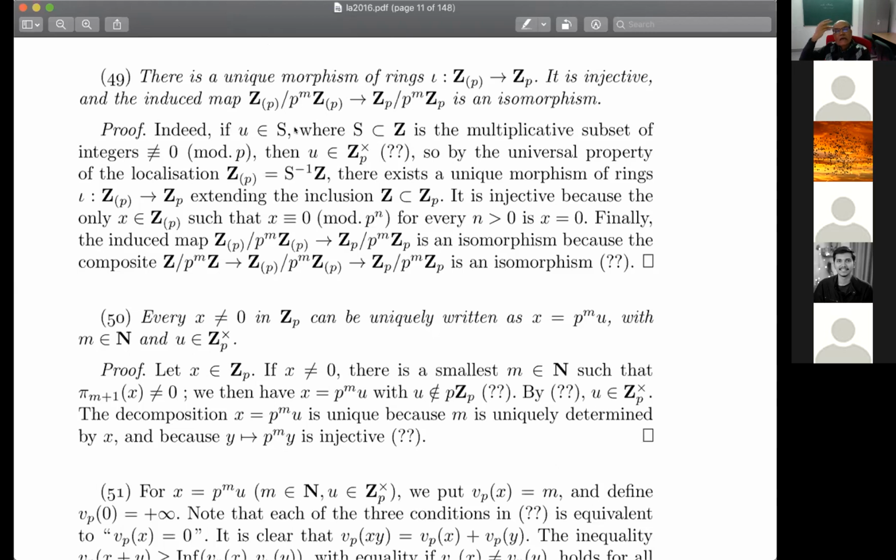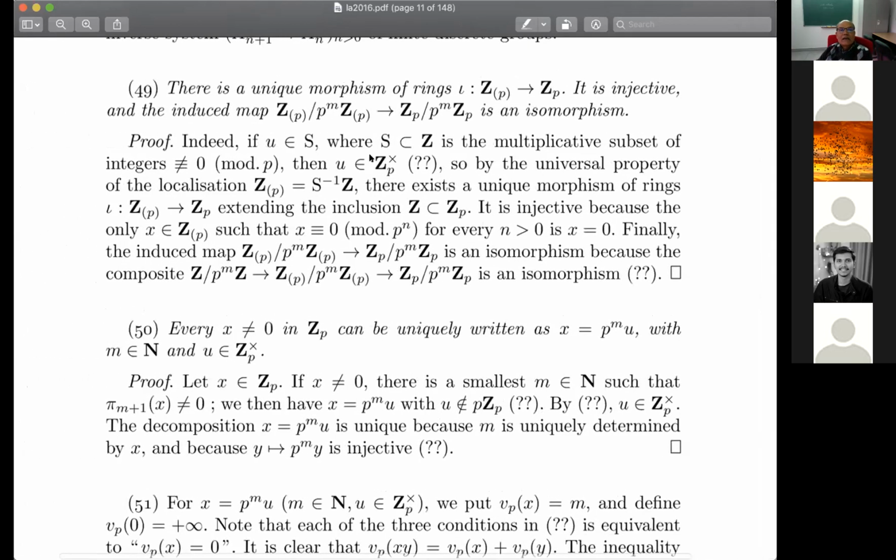When I invert everything in S, another way of thinking of this Z bracket P is as the subring of Q obtained from Z by adjoining 1 over L for every prime L different from P. You have fixed a prime P. Now there are many other primes, of course, and they have inverses in Q. You take the smallest ring containing all those L inverses, where L is a prime different from P. Of course, that smallest ring will contain the ring Z. So Z, along with these L inverses, where L is a prime different from P, that's the ring Z parenthesis P.